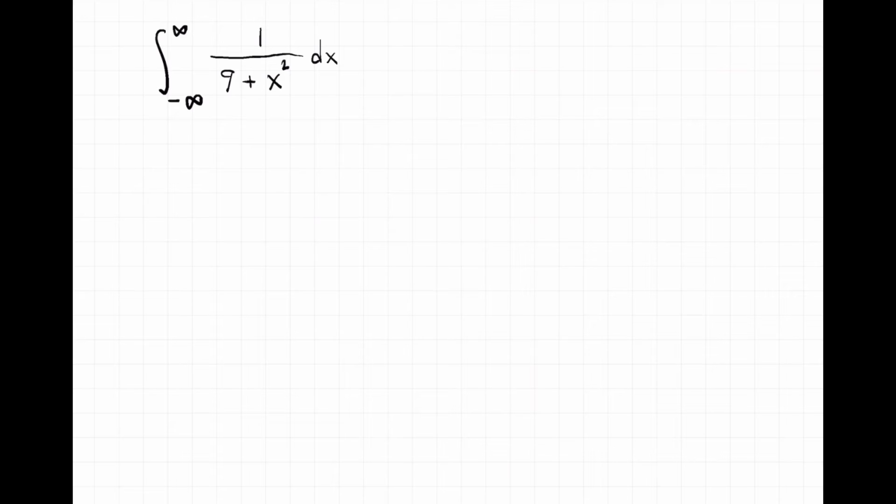Here's another example of solving an improper integral of type 1, in which the interval on which you're integrating is infinite. This time, our interval goes from minus infinity to infinity, in other words, the real line. The integral from minus infinity to infinity of 1 over 9 plus x squared dx.